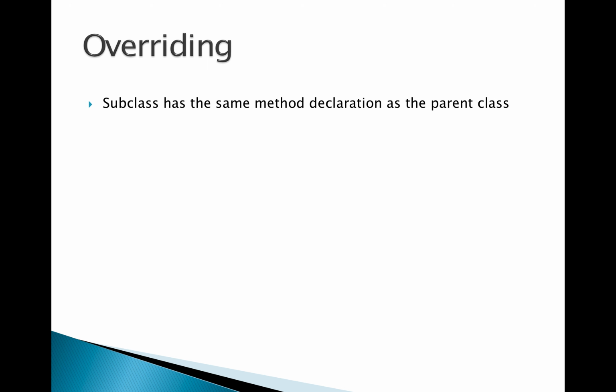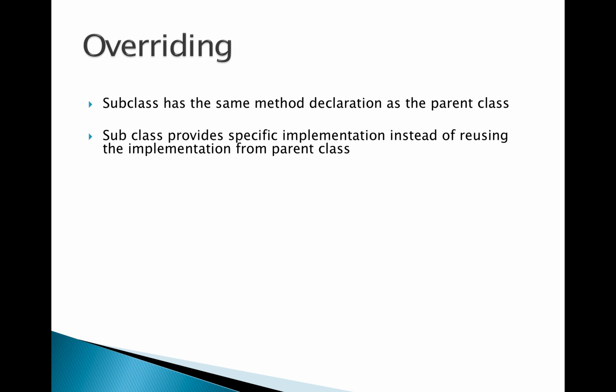In overriding, the subclass has the same method declaration as the parent class. There is no difference in the number of arguments or the type of arguments. It is exactly the same as the parent class method. The subclass provides a specific implementation instead of reusing the implementation from the parent class. It may not be all the methods of the parent class, but for certain methods it wants to give its own implementation. Java provides a way for doing that, which is nothing but overriding.